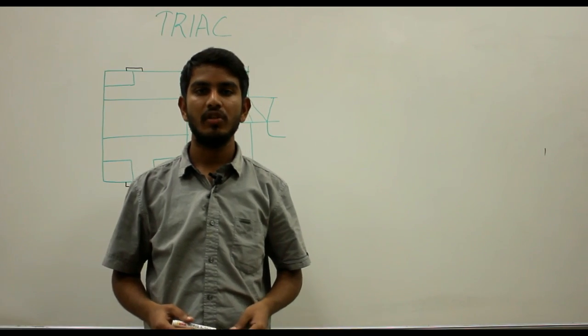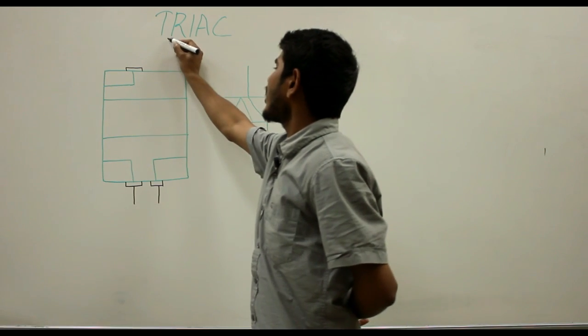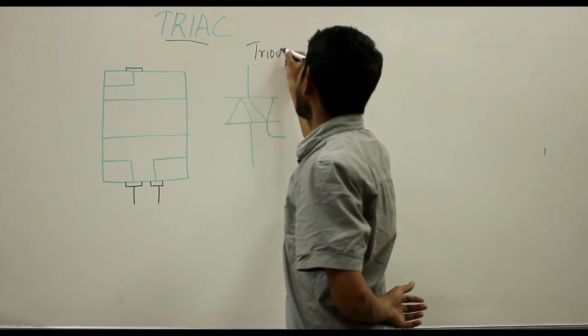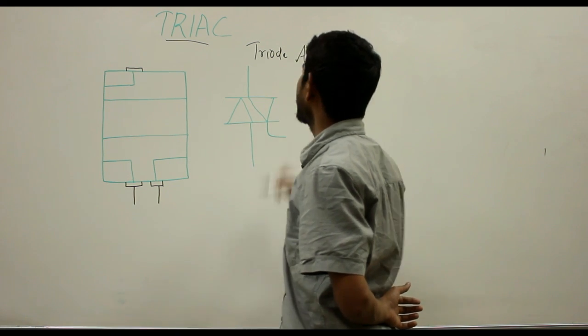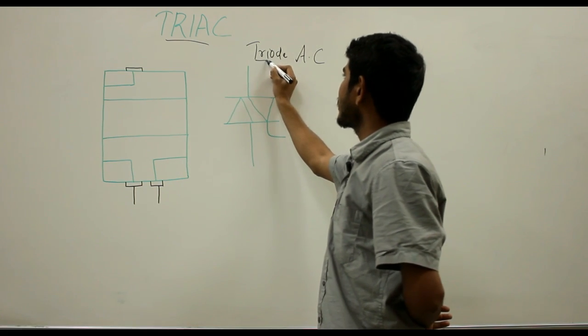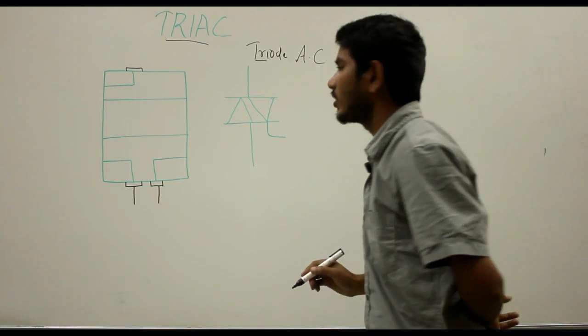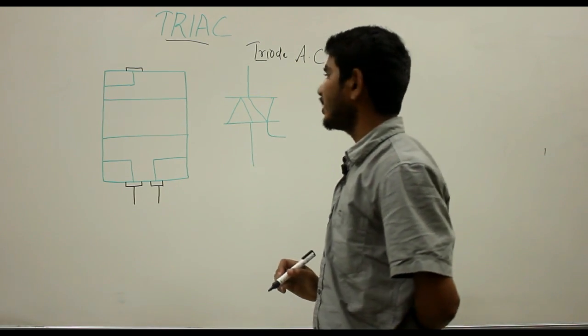Hello friends, in this video let us discuss the Triac in power electronics. The Triac is an acronym for triode alternating current, where TRI is taken from triode, A for alternating, and C for current. Basically, your Triac is a bidirectional thyristor with 3 terminals.